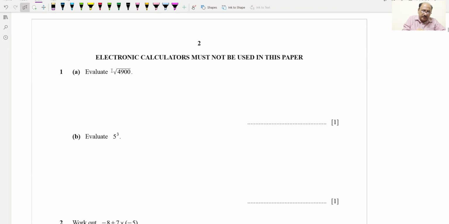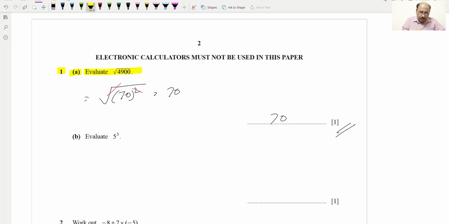Question number 1, A part. Evaluate. We have to evaluate this square root, so we can write 70 squared, and the square and root will be cancelled, and we will get the answer as 70, and 70 is for 1 mark.